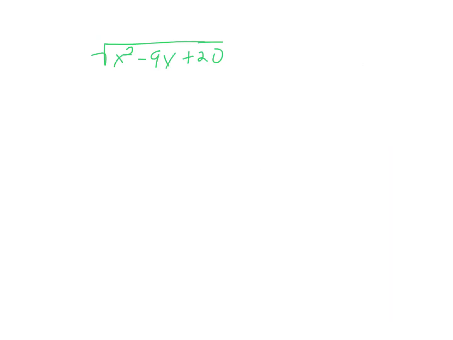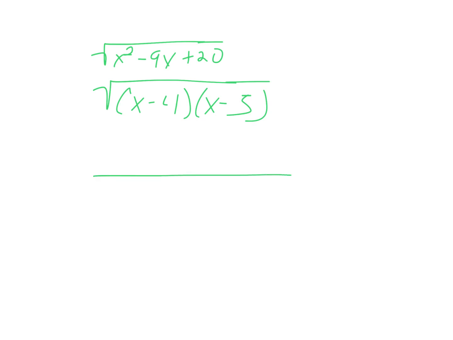So let's find the domain of this square root function. The domain of this square root function is going to be the values that make what's inside the square root positive or 0, because it can't be negative inside here, right? So we've got to factor first. It's going to be x minus 4 times x minus 5. And so the key values in this case are 4 and 5.